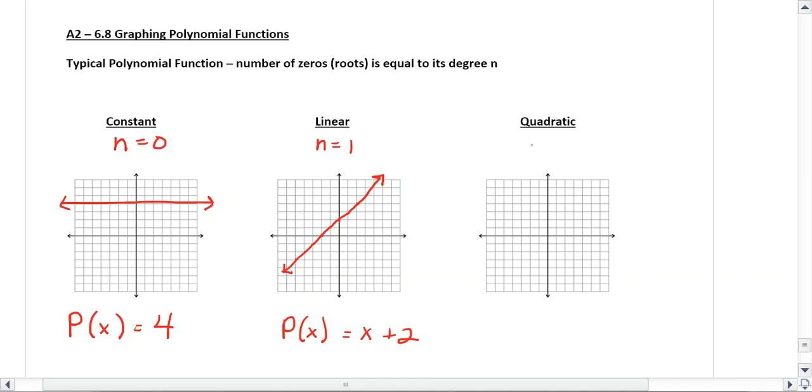So a quadratic function, we know that's a second degree when n is equal to 2. So the quadratic I'm going to choose here is just x squared minus 2, which we know is the same shaped as the parent equation, but it's just been moved down 2 units. So if I try to graph this accurately, it would look something like this. And that's the graph of a quadratic.